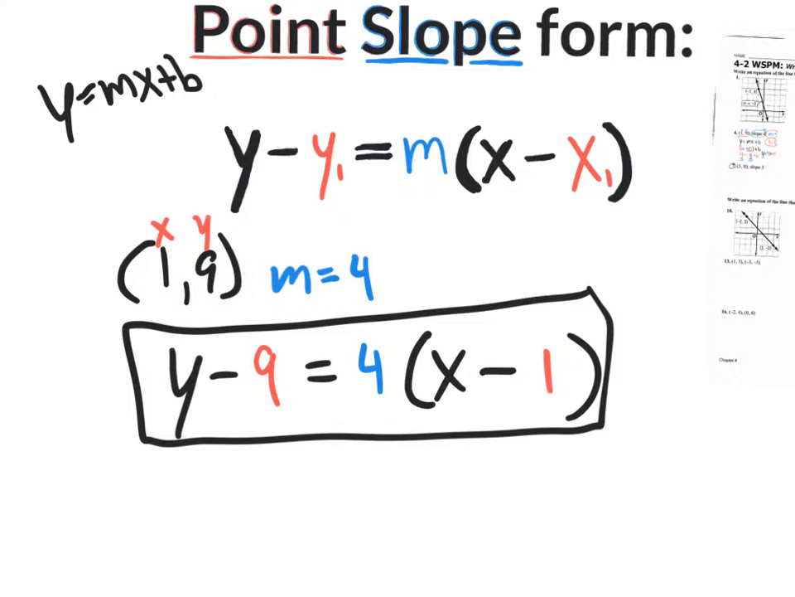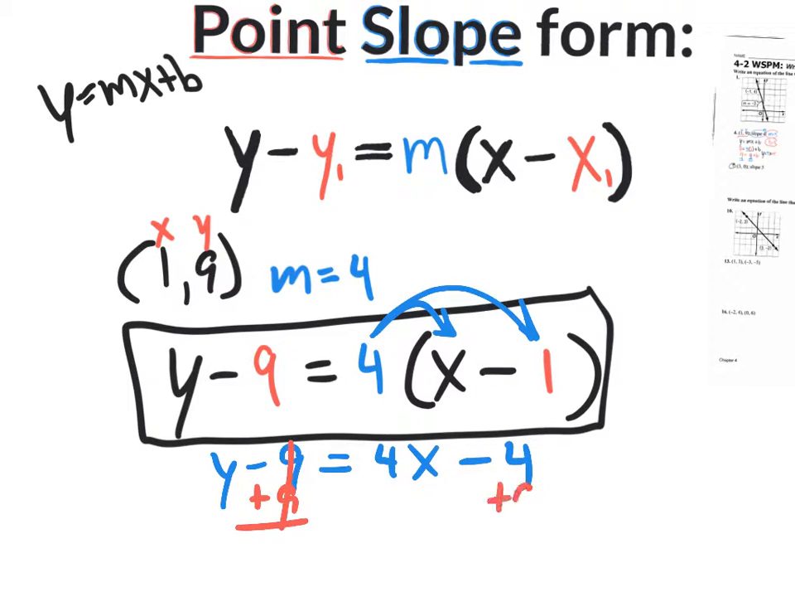Distribute, right? Somebody said it, distribute the 4. 4 times x, 4x. 4 times negative 1, negative 4. And you still have the equal sign, the y, the minus 9. We only need to do one more thing to get it in slope-intercept form. What's that one thing? Get rid of that negative 9. How do I get rid of the negative 9? Plus 9. Cancels. Plus 9 over here. What's my slope-intercept form equation? y equals 4x plus 5.